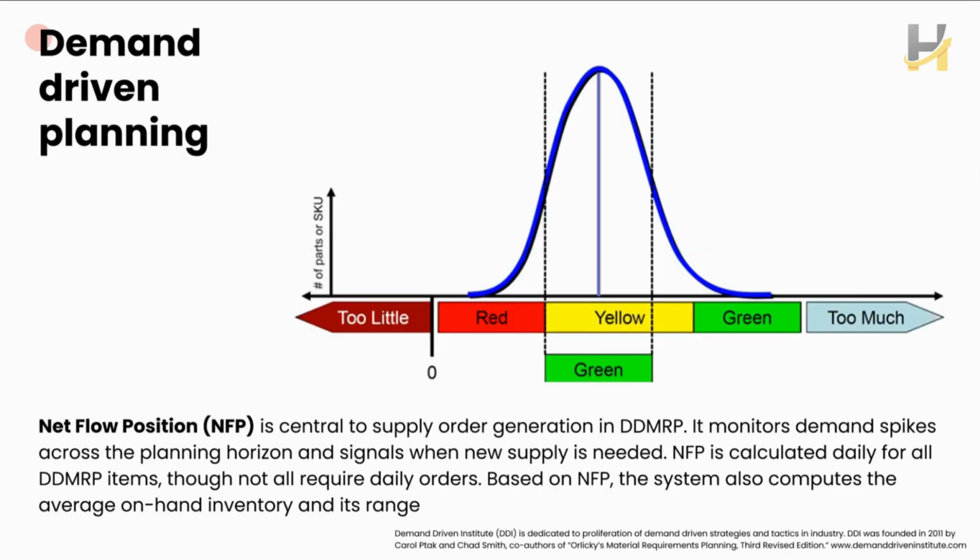Once you have the buffer profiles and the demand adjustments in place, the next component of demand-driven planning is the net flow position. The net flow position effectively tells you, based upon your stock in hand, your incoming orders within the decoupled lead time, and your demand signals, where you stand. Typically, you would be required to stay within the yellow-green line. That's where the indicators are.